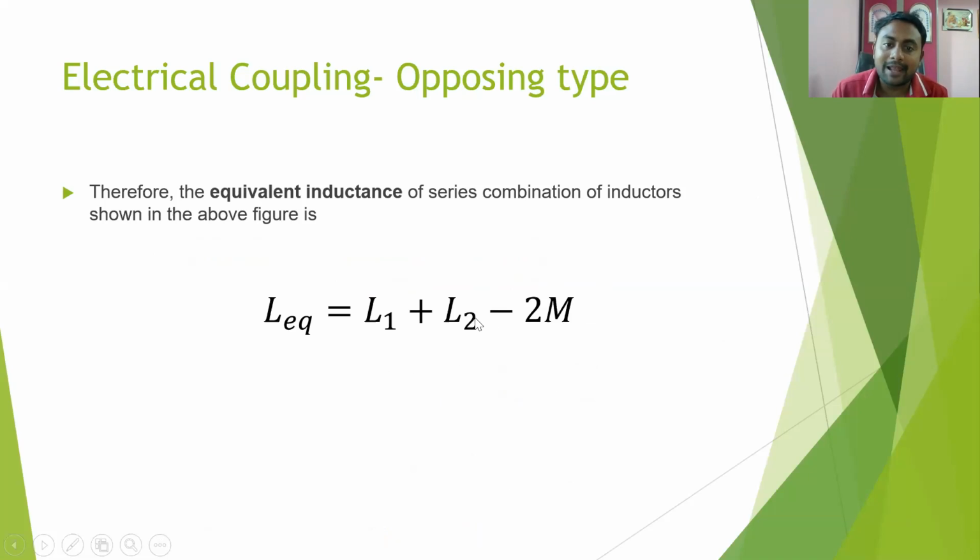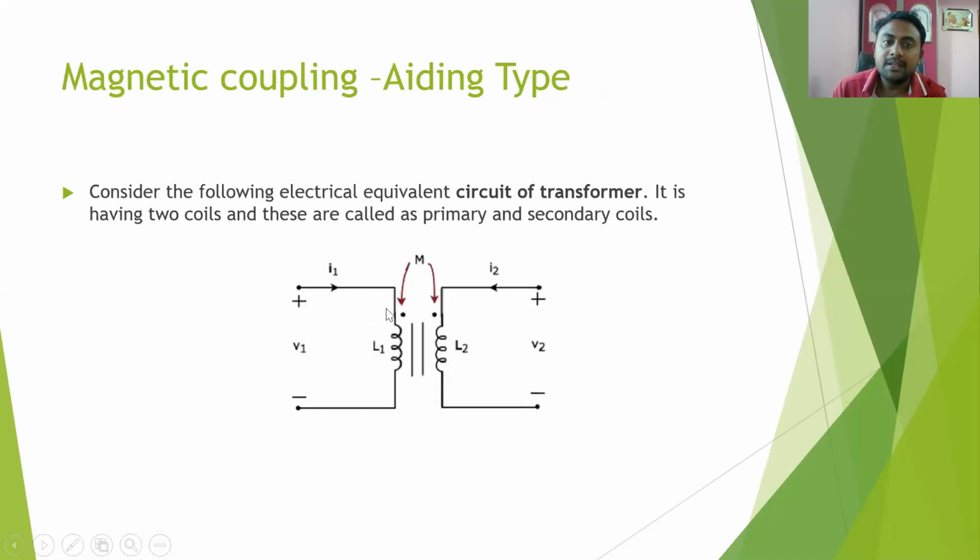If we have electrical coupling, series aiding and series opposing, the L equivalent for series aiding is L1 plus L2 plus 2M. The series opposing is L1 plus L2 minus 2M. Similarly, we have another coupling, that is magnetic coupling, which means there is no physical contact between the two coils. In the first case, we have a current entering into both the dot terminals.